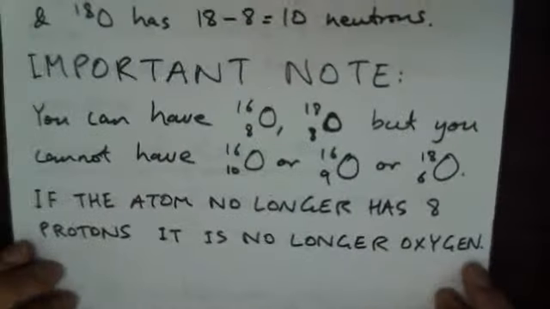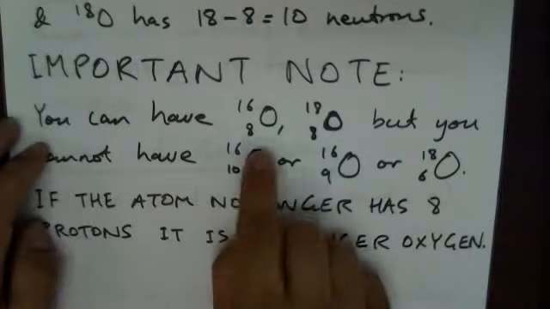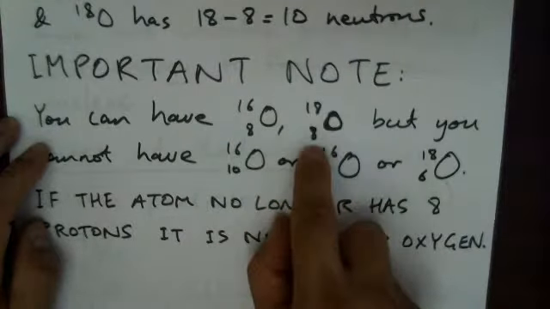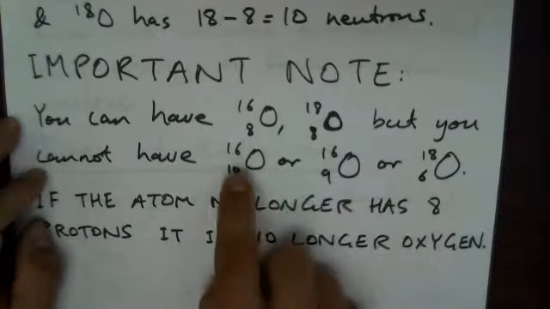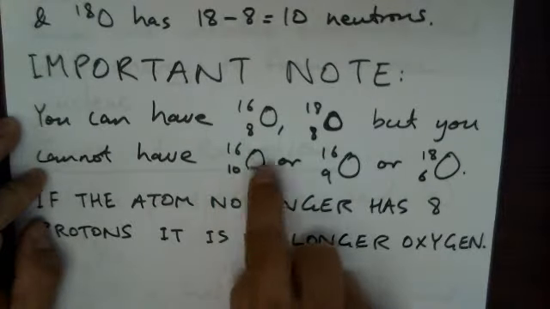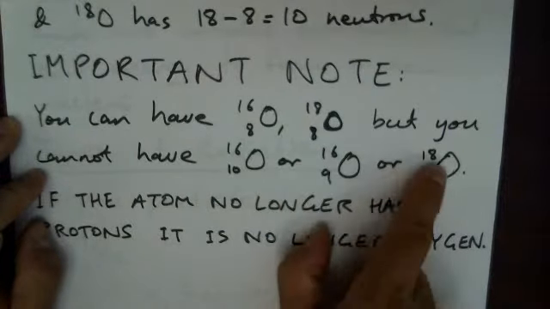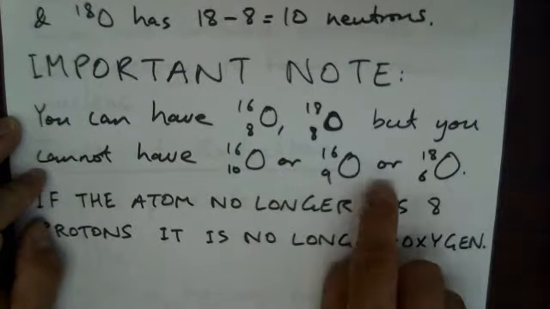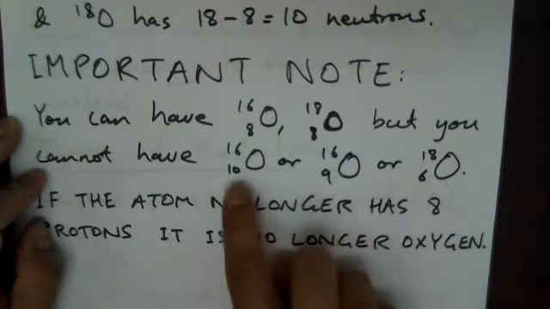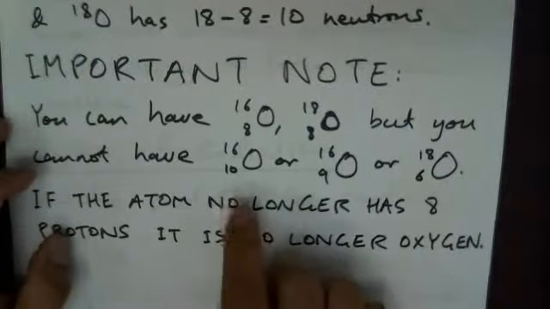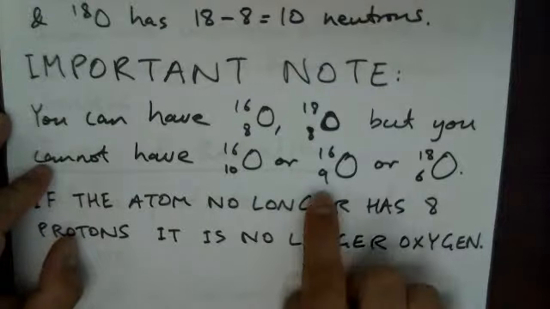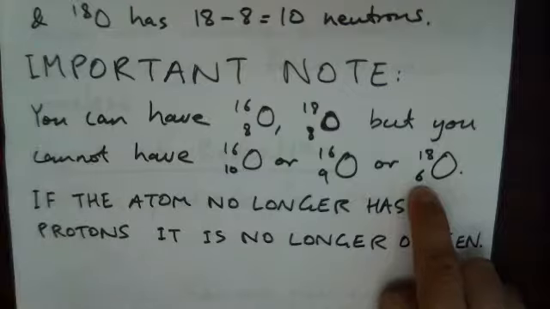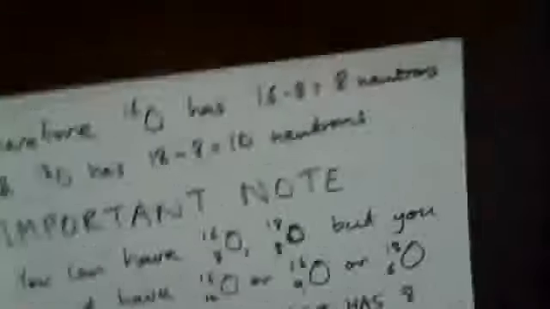So again, just to reiterate, as an important note, you can have oxygen-16 with 8 protons, oxygen-18 with 8 protons, but you cannot have oxygen-16 with 10 protons, or oxygen-16 with 9, or oxygen-18 with 6, because as soon as you change these bottom numbers, or if you like, as soon as you change the number of protons, you no longer have oxygen. You now have, in this case, neon, because it's 10 protons. If it was 9, it would be fluorine. If it was 6, it would be a carbon again. Okay.